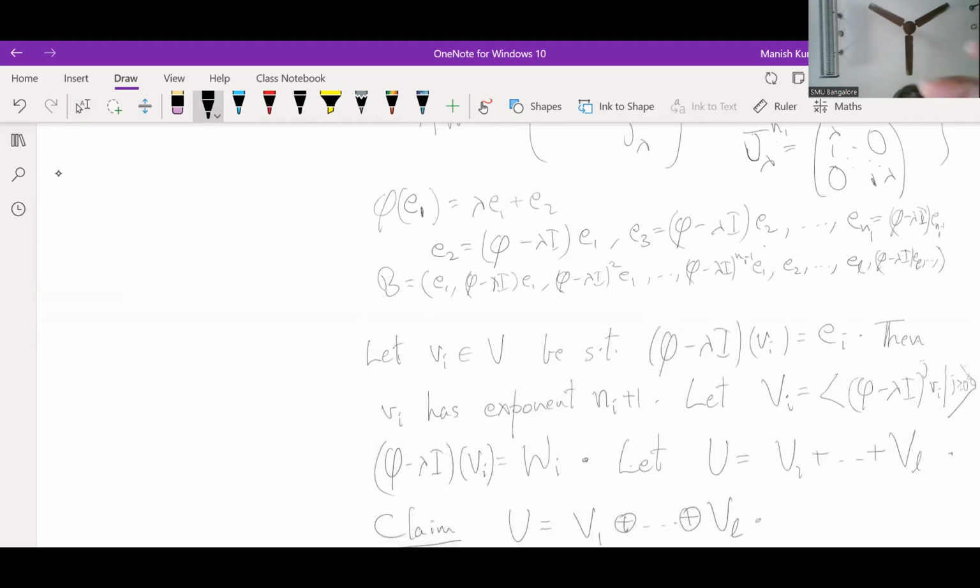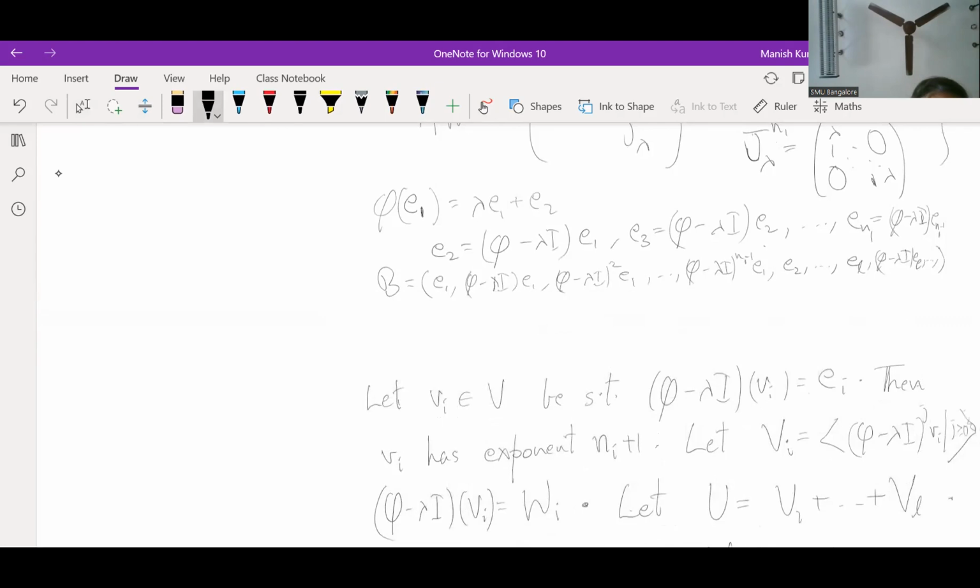Yeah. So now you take... maybe I'll just write one more line so that it becomes slightly clear. Yeah, so I said this, but maybe Wi is just the span of Ei, (phi minus lambda I) Ei, up to (phi minus lambda I)^(Ni minus 1) Ei. Yeah, so you take Wi's to be this, and that is the decomposition we are talking about. And we already saw that these are phi invariant.